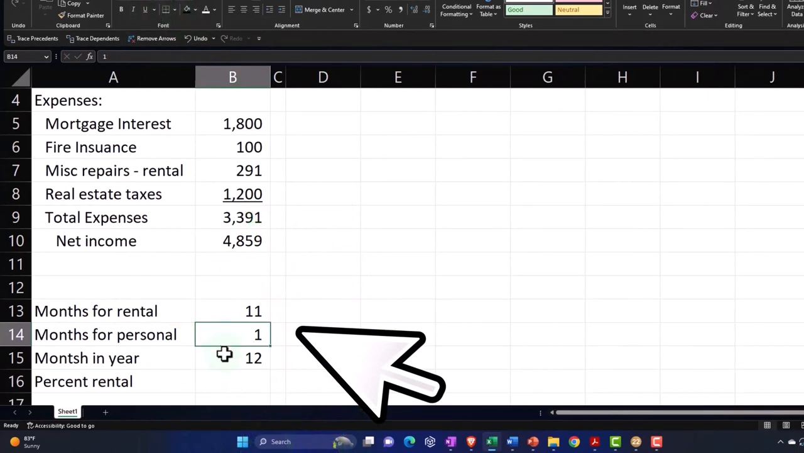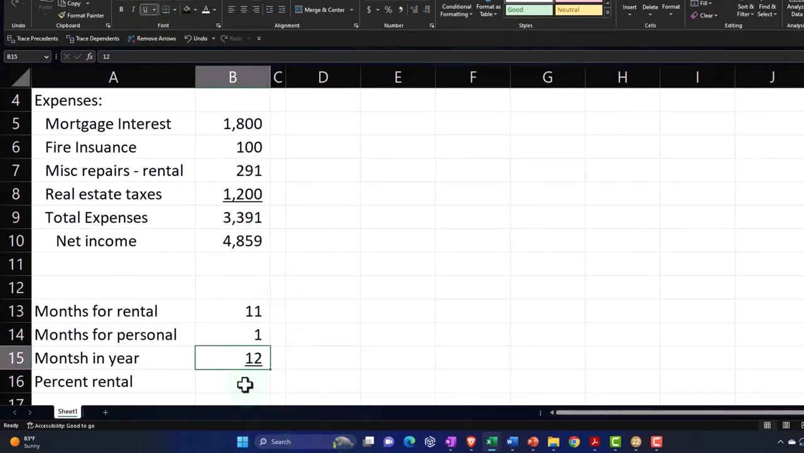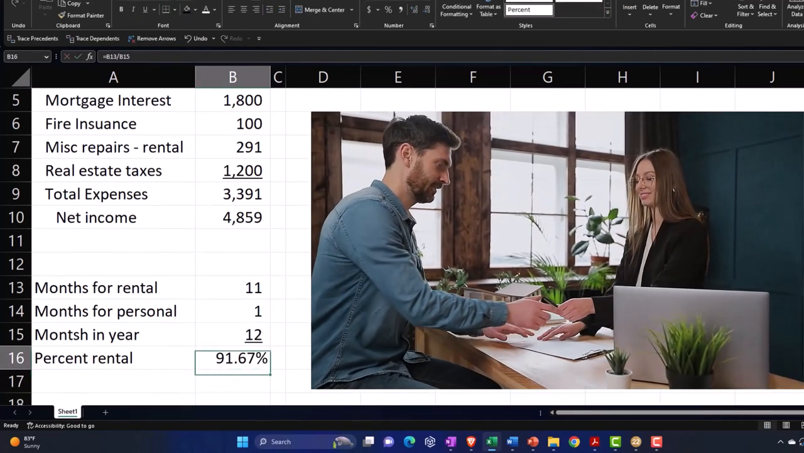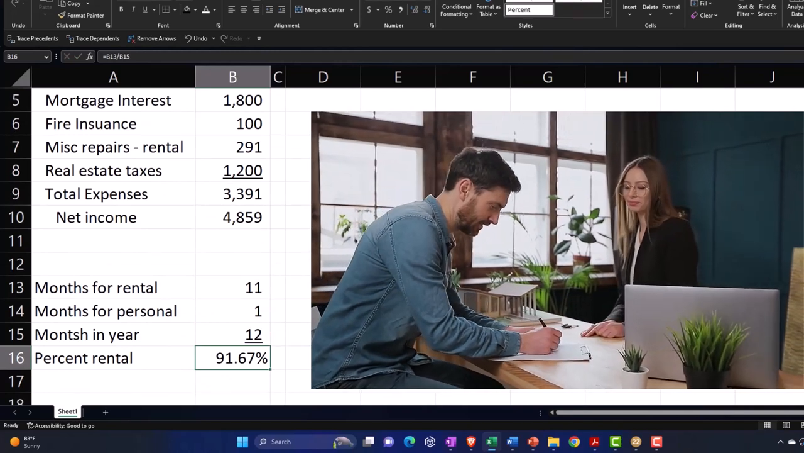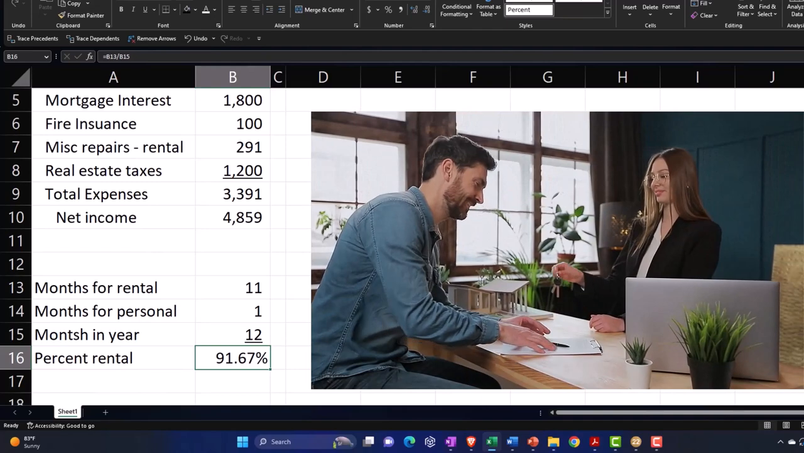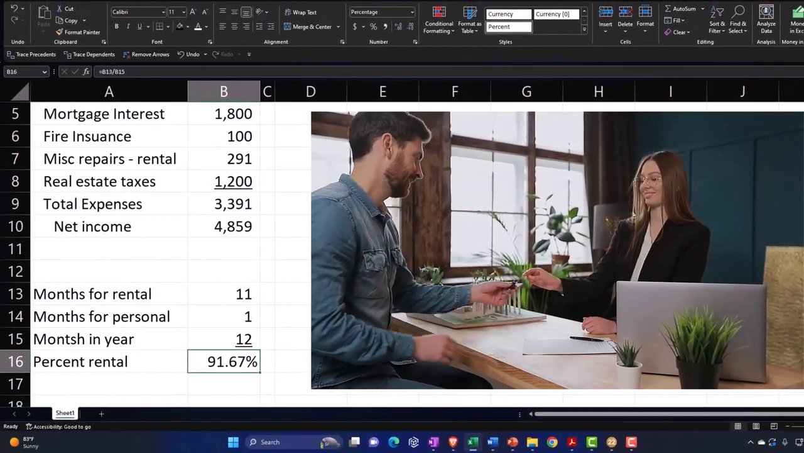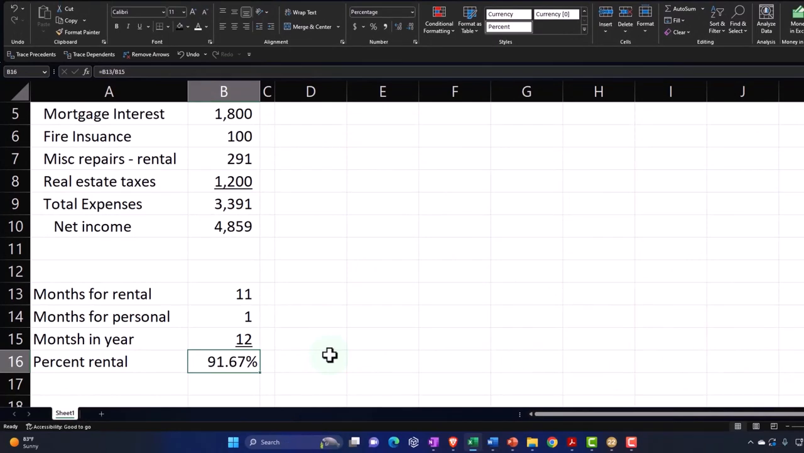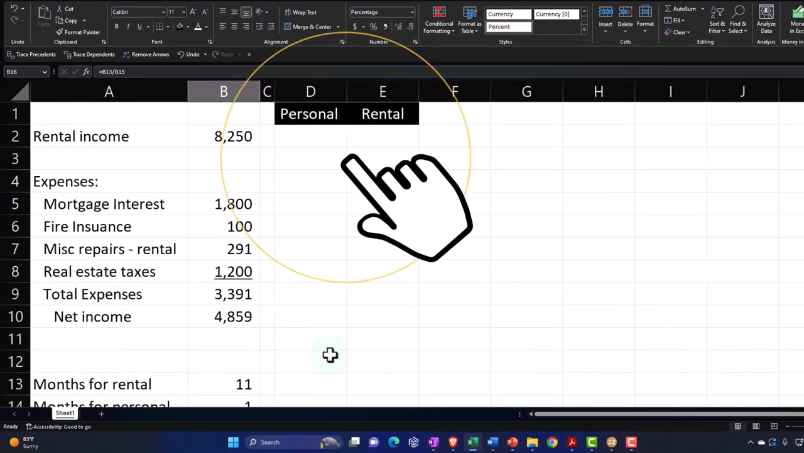So the amount that's going to be allocable to the rental is going to be equal to 11 over 12, the ratio 11 over 12, 91.67%, because we converted it starting at the end of, in February. So you got 11 months rental, 1 month personal. Then you've got a similar breakout.